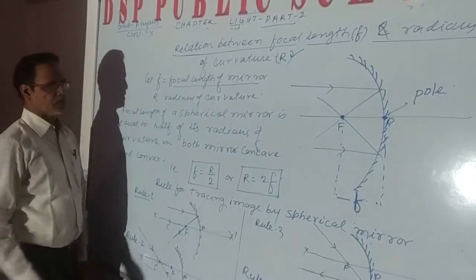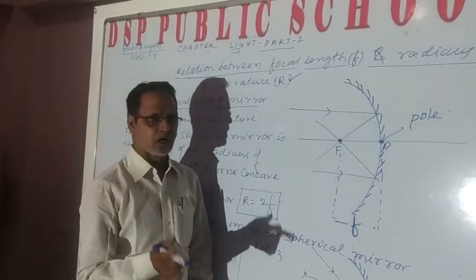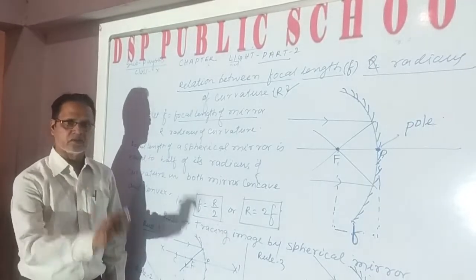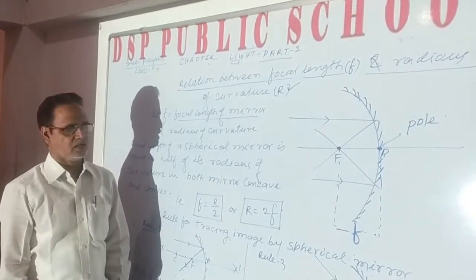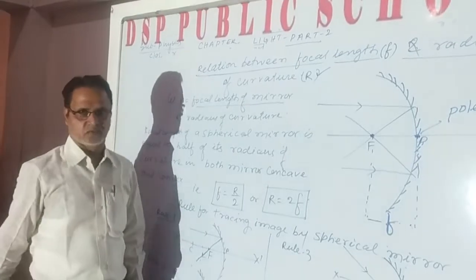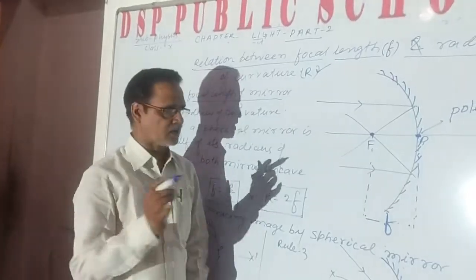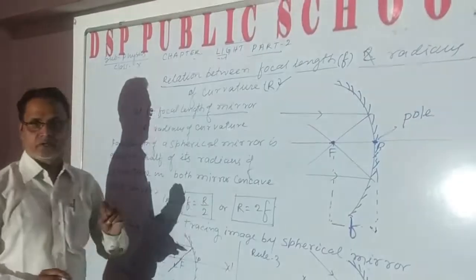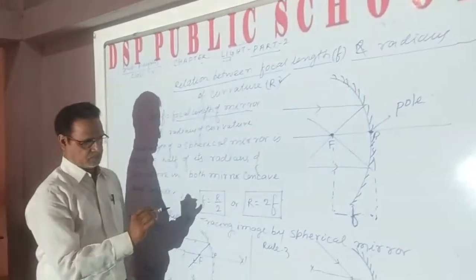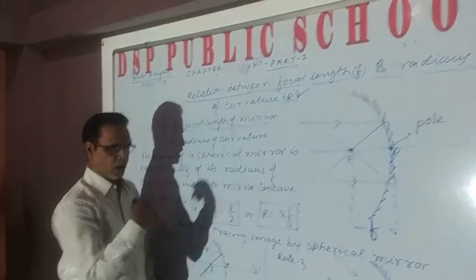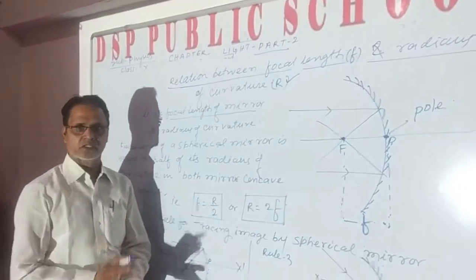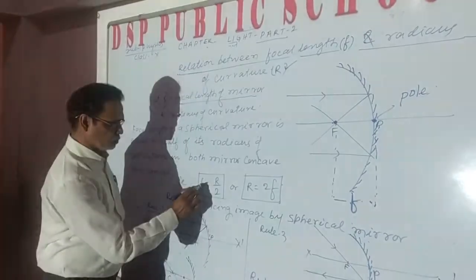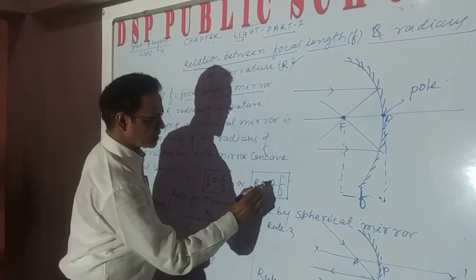Focal length of a spherical mirror is equal to half of the radius of curvature. Focal length, radius of curvature का exactly half होता है, आधा. और that is, the radius of curvature is twice of its focal length. और radius of curvature उसके focal length का दुगना होता है. F is equal to R by 2, or R is equal to 2F.